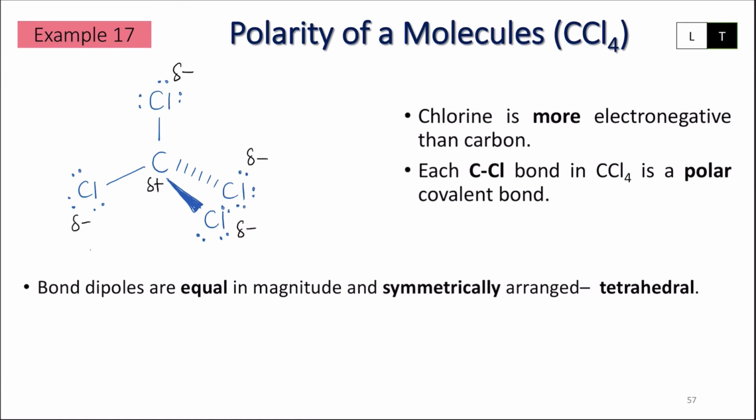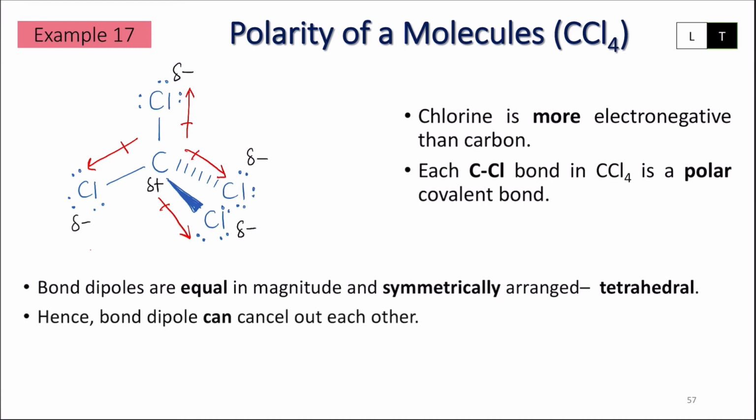So, saya ada 4 bond dekat sini. So, saya akan draw each of them towards chlorine. So, awak akan nampak like this one. Kena draw satu persatu. Kita boleh anggap dekat sini, bond dipole can cancel out each other. So, kalau lihat dekat sini, yang ini akan cancel, yang ini akan cancel. So, that's why bond dipole can cancel out each other.